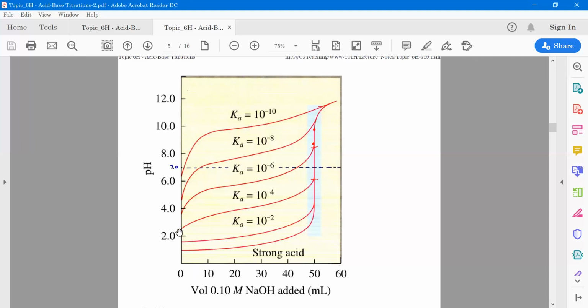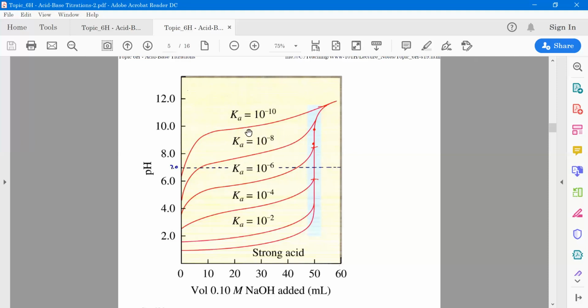But here's 10 to the minus 4. Now the increase is noticeably more gradual than it was for 10 to the minus 2. The equivalence point now is up in here somewhere. I can't tell exactly where on these curves. Here's 10 to the minus 6. Now it goes up, the starting pH is even higher, and it winds up being a sharper shoulder here, with an equivalence point up here somewhere. Here's 10 to the minus 8, and finally 10 to the minus 10.